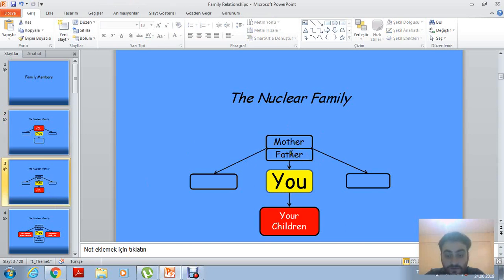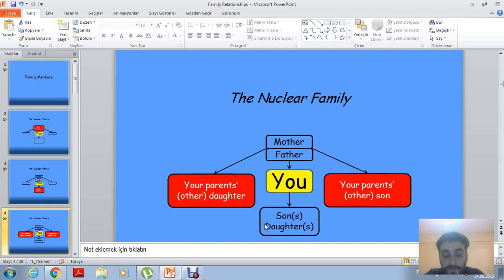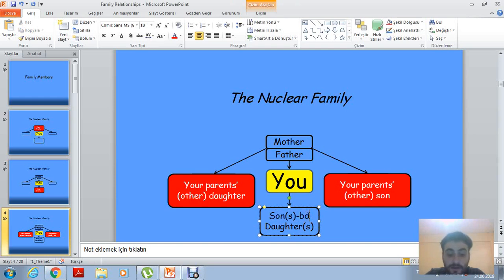Your mother and father have children, it's you, for example. And if you have children, your children are your sons and daughters. If your child is a boy, it's a son, and if your child is a girl, it's a daughter.